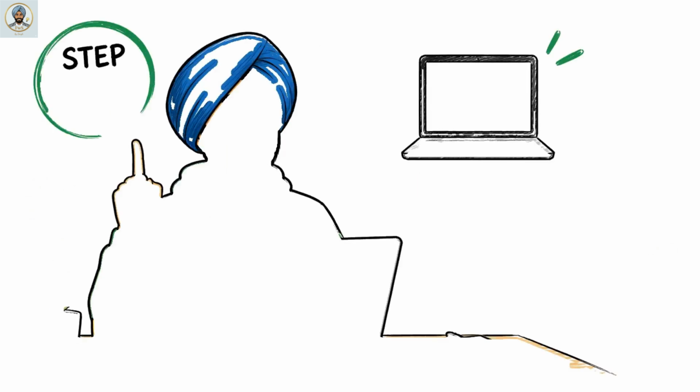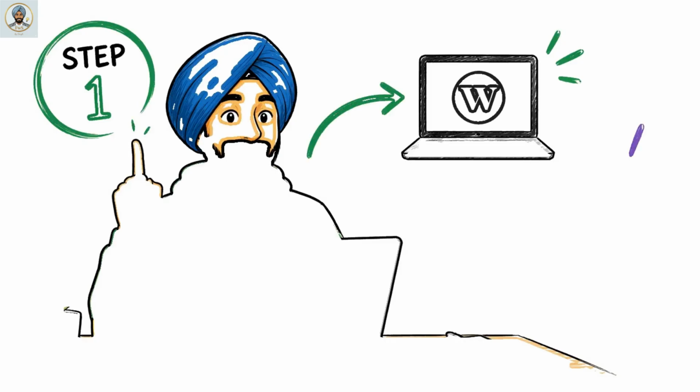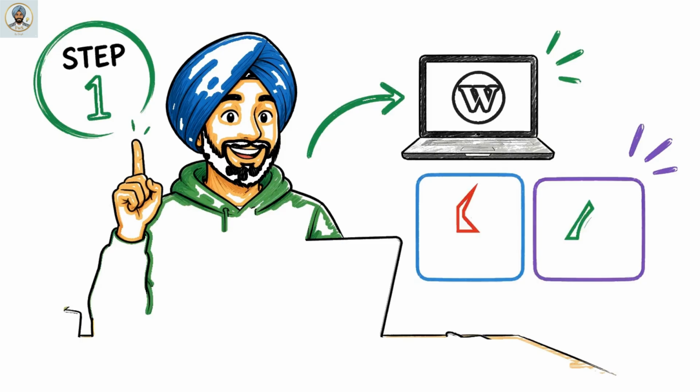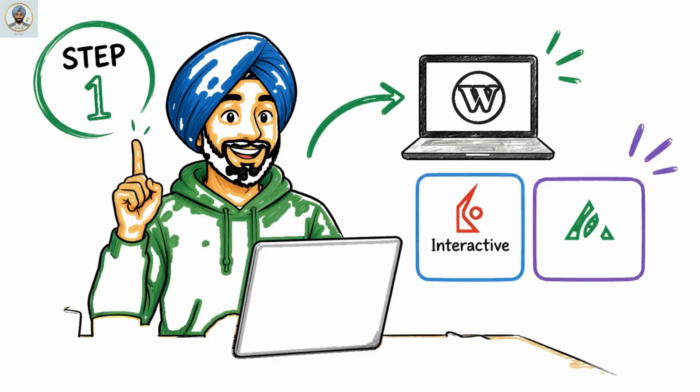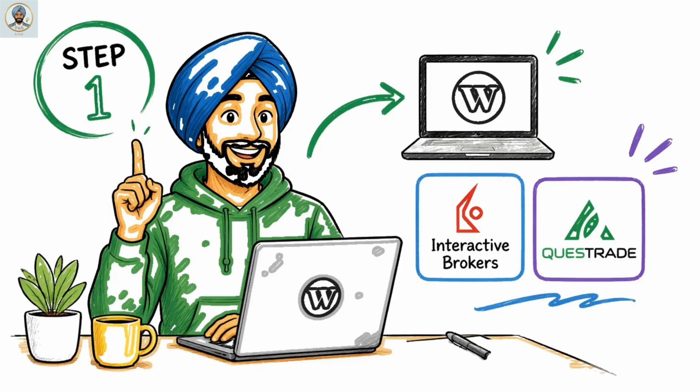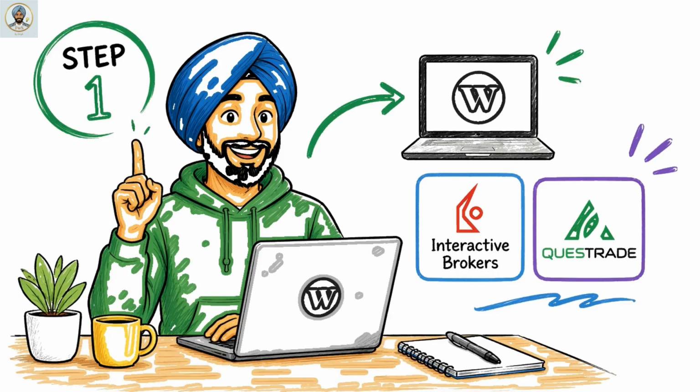Step 1. Open a brokerage account. My personal recommendation for beginners is Wealthsimple because it's very beginner-friendly and easy to use. There are other great options in Canada too, like Interactive Brokers, IBKR, and Questrade. But if this is your first time using a brokerage, Wealthsimple is probably the simplest place to start.